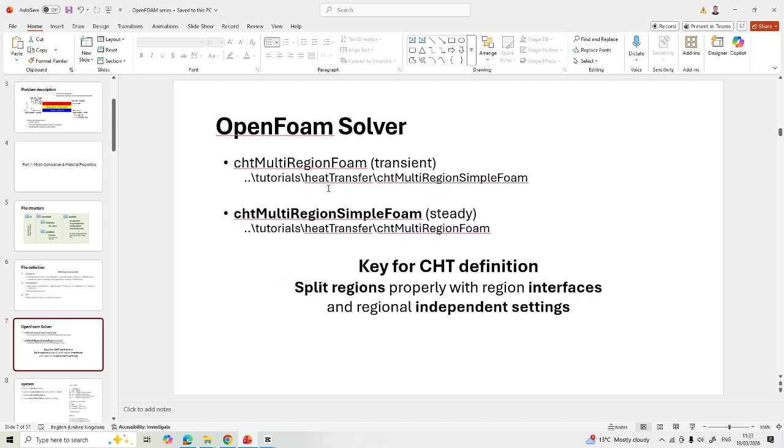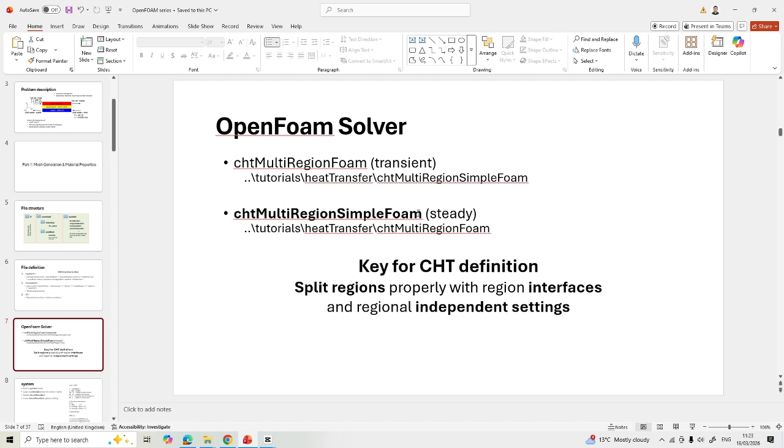The solver we are going to use is chtMultiRegion. That means it is a CHT but based on the division of multiple regions. So we have different regions for the solid and fluid. Depending on your problem settings, you can use the transient solver, or you can use the steady solver. So there are two solvers available, and what we are going to do today is really focusing on the steady heat transfer, or steady CHT problem.